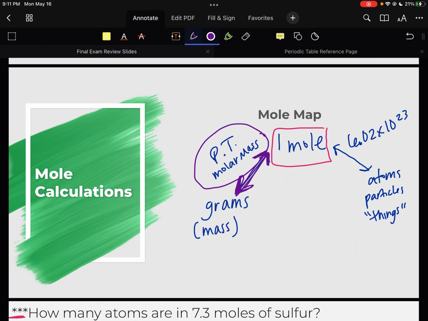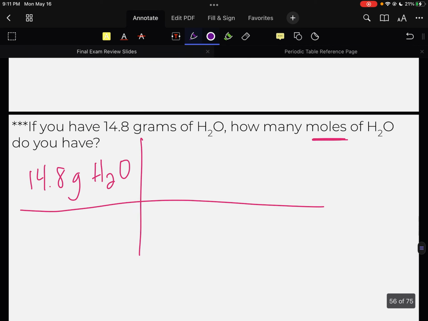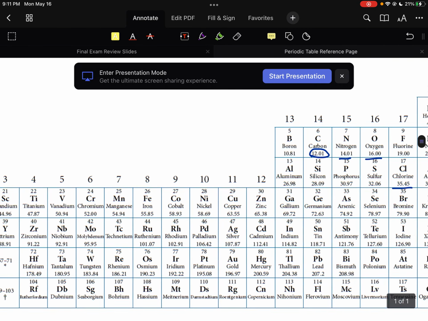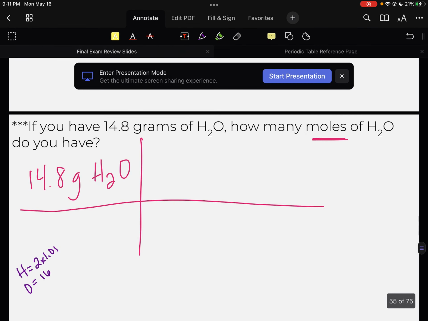So that means I have to use my molar mass. So I'm going to come down here. And remember, we calculate our molar mass by adding up everything we have. So we have 2 hydrogens and then 1 oxygen. And I just got those numbers from the periodic table right here. So 2 hydrogens and then 1 oxygen.